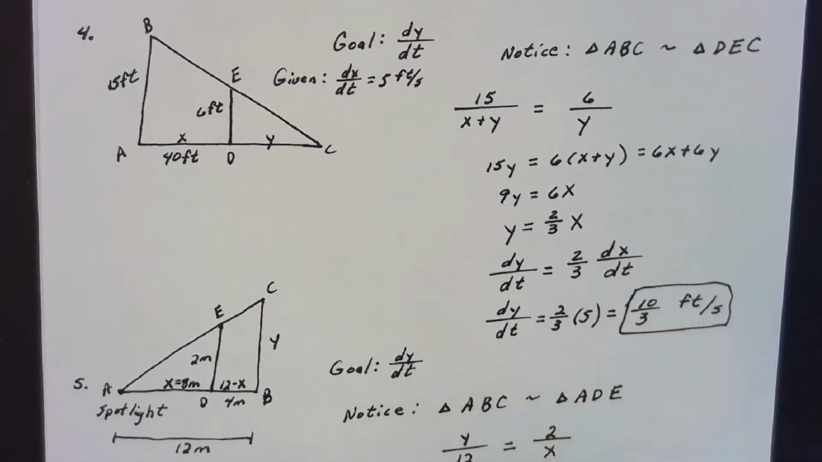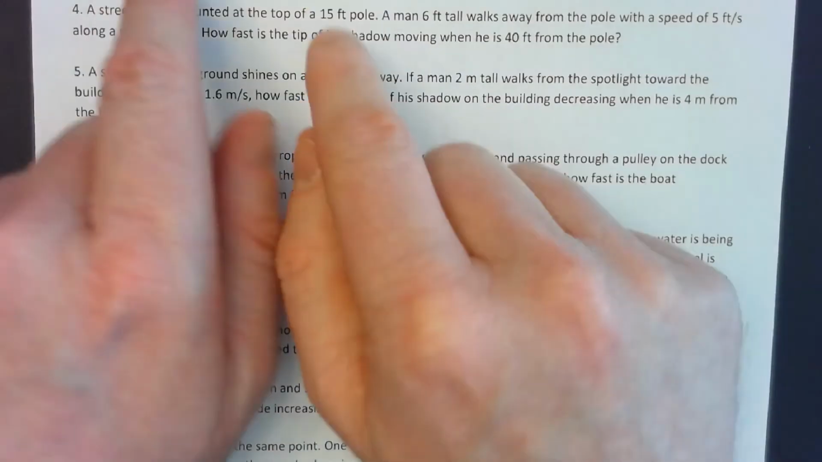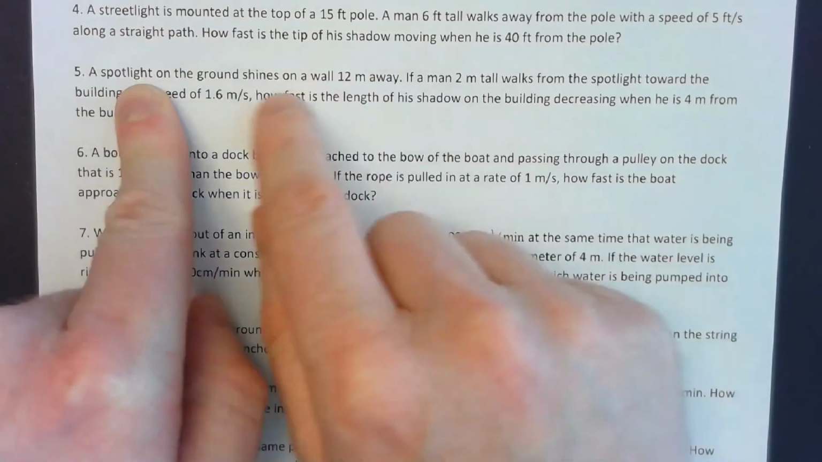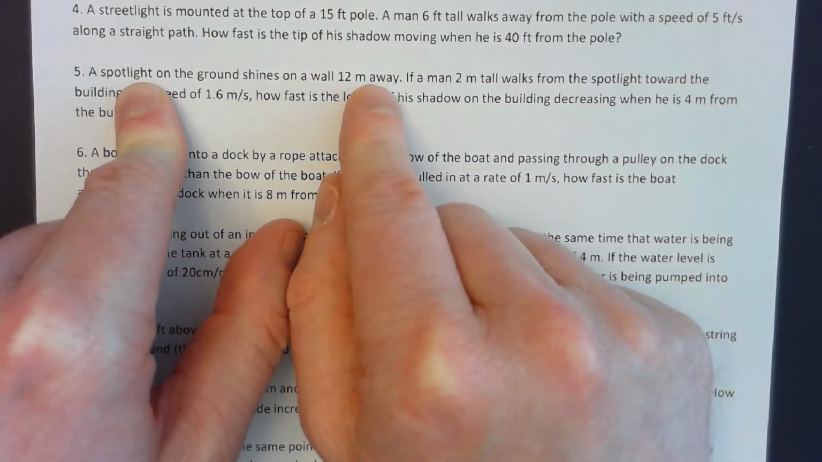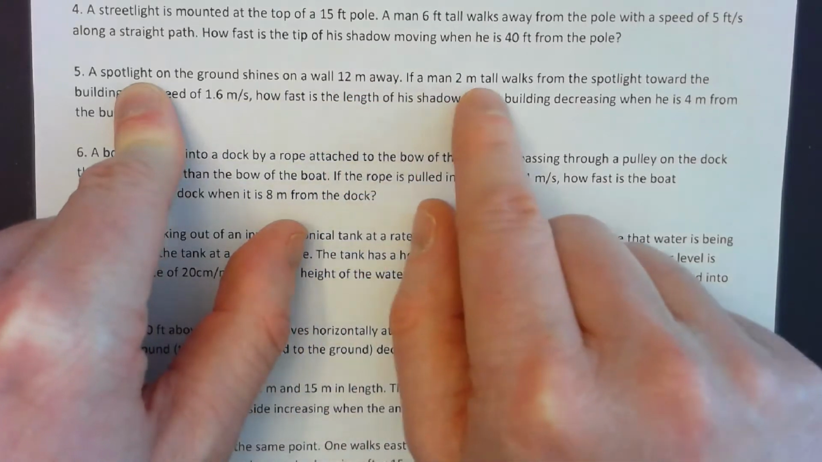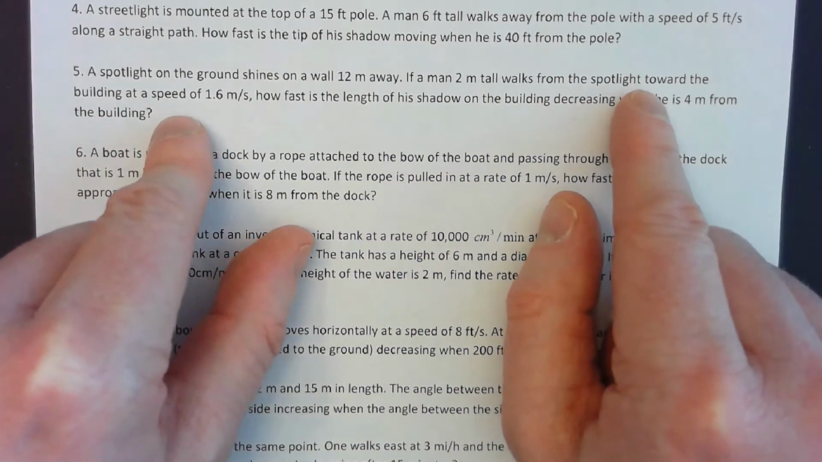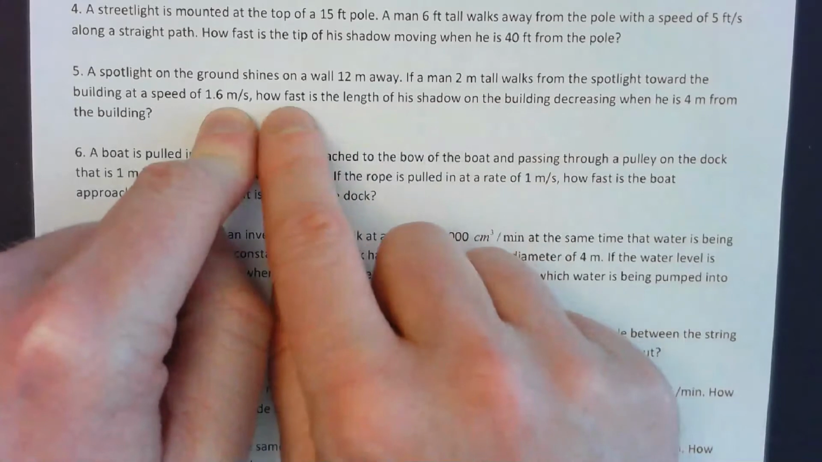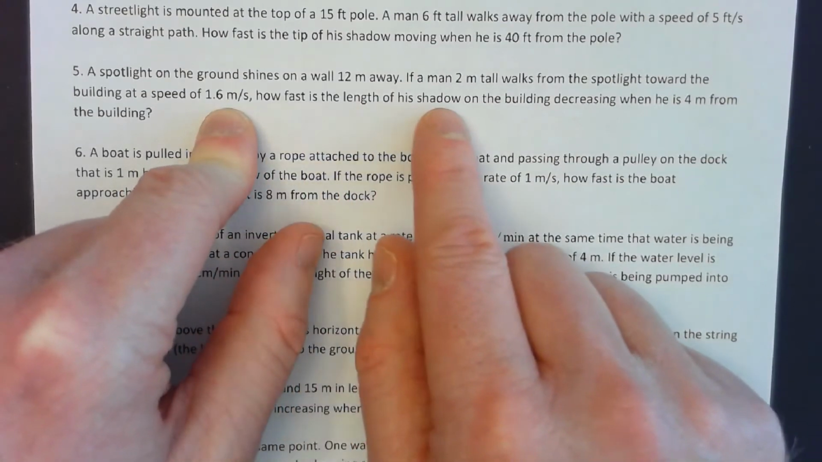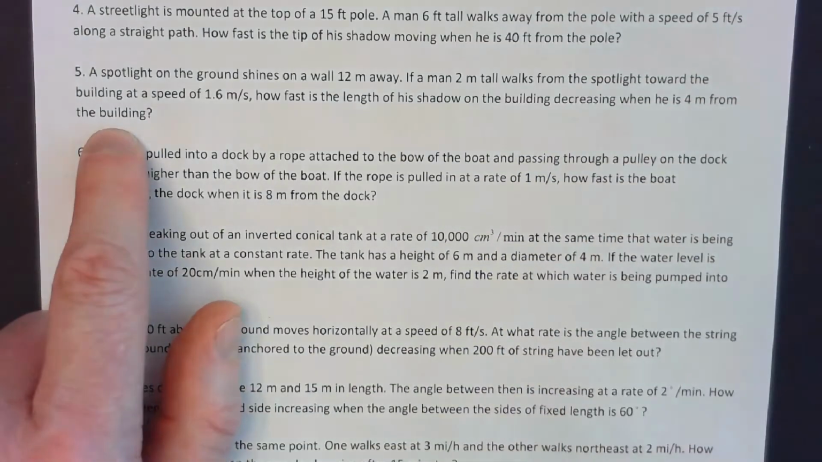So now, another problem, extremely similar. This one's a little harder, but still pretty good. Let's say you have a spotlight on the ground, shining on a wall 12 meters away. You've got a man that's 2 meters tall walking from the spotlight towards the building at a speed of 1.6 meters per second. Our goal is to find out how fast the length of his shadow on the building is decreasing when he is 4 meters from the building.